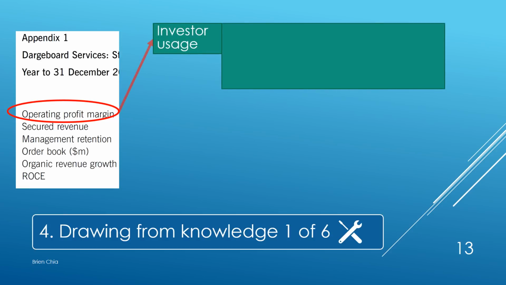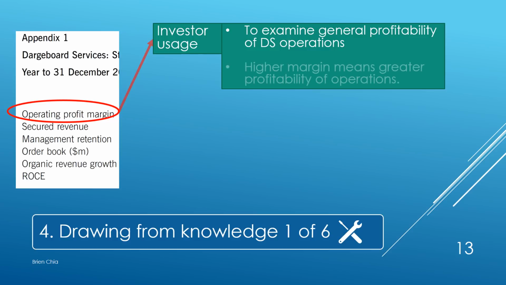As far as investors are concerned, the first thing that they use it for is to examine general profitability. Operating profit margin is a very standard performance measure. All companies use it and it is well accepted by most investors. And in this case, very simple interpretation: higher profit margin in percentage means greater profitability of operations, more efficient operations in generating profit.